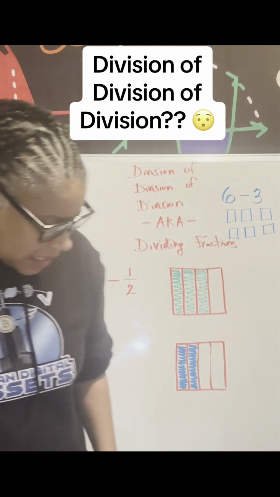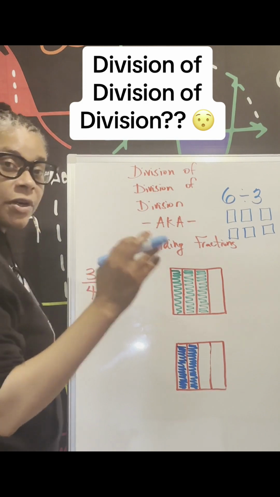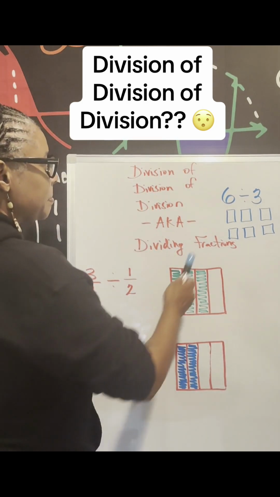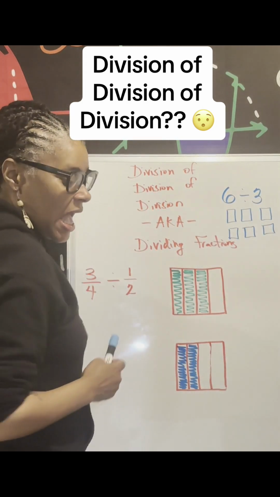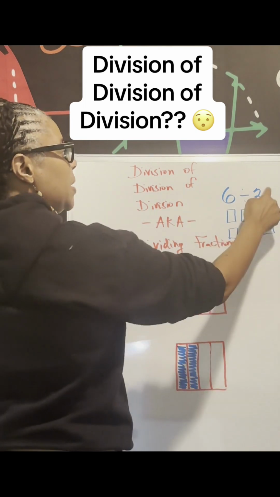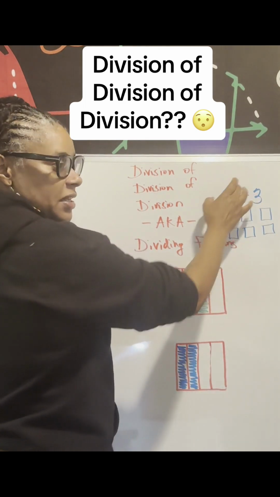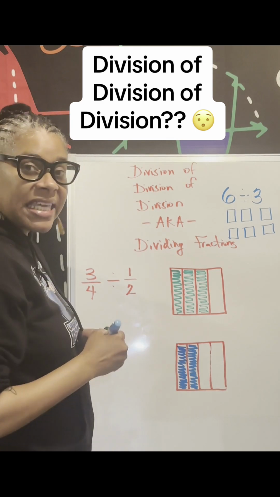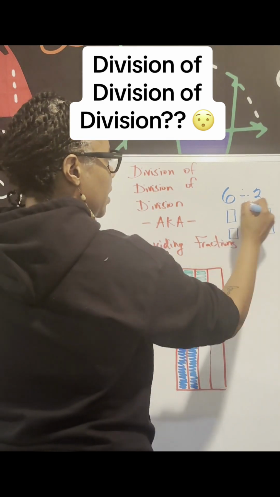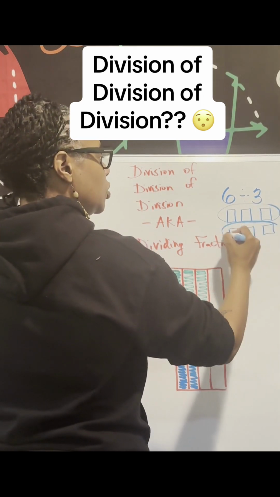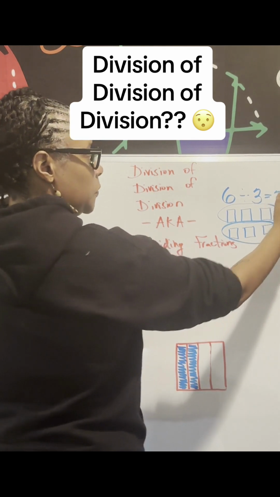So let's take a look here at this concept. Let's first remember what division is, okay? 6 divided by 3. I want to know how many of these can I get out of this? How many 3s can I get out of 6? I can get 1 3. I can get 2 3s. So this is equal to 2.